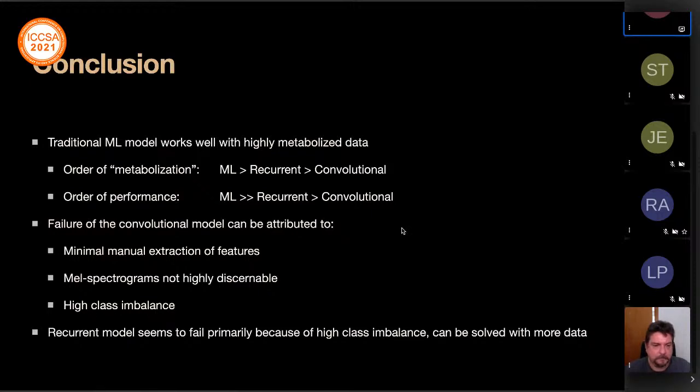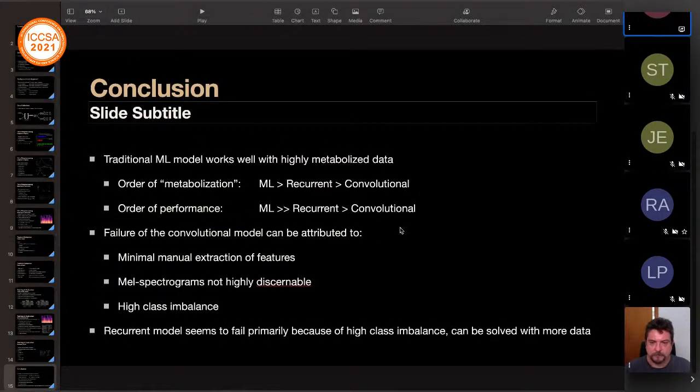The recurrent model seems to fail primarily because of the high class imbalance, and that can be solved by adding more data. And as in any machine learning task, there is no data which is not enough. So all the more data is helpful. So this is what we can take away from this study. This brings me to the end of my presentation. If you have any questions, I can take them.